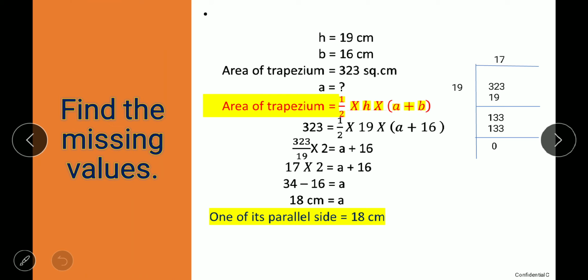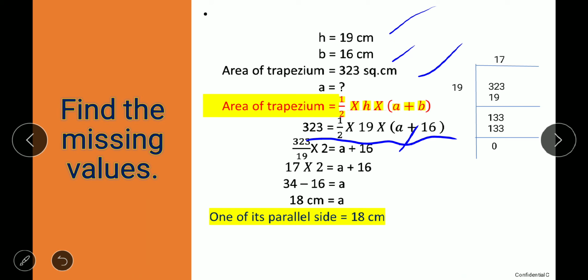And one more sum here. We need to find one of the sides, the length of the other side. One side is given, that is 16. Height is 19. Area is also given. Then how to find it? First write the area of a trapezium formula. Then substitute all the values in the given formula. The 1 by 2 into height we know, that is 19. And a we do not know, so take it as x or leave it as a. And b we know, it is 16.